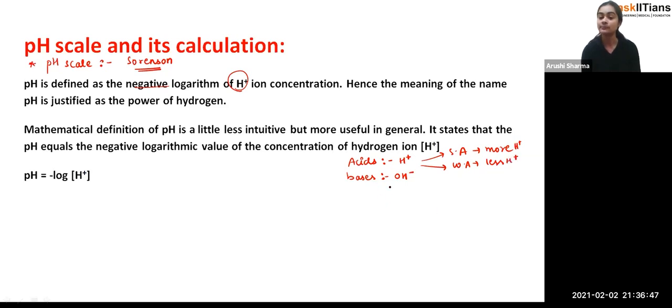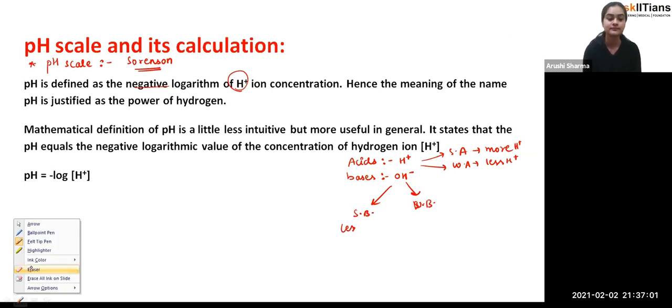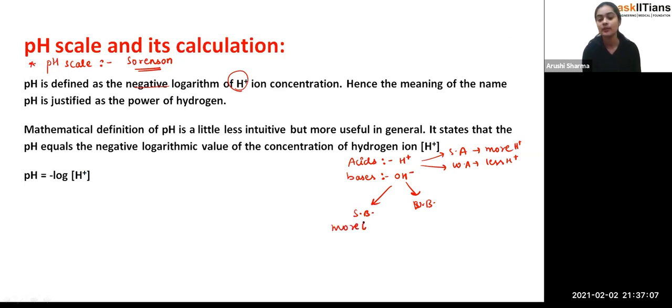If we talk about bases, the two conditions will also be there, strong bases and weak bases. Strong bases have more OH ions, and weak bases have fewer OH ions. So that is the acids and that is the bases: we have found out about strong acid, weak acid, strong base and weak base.